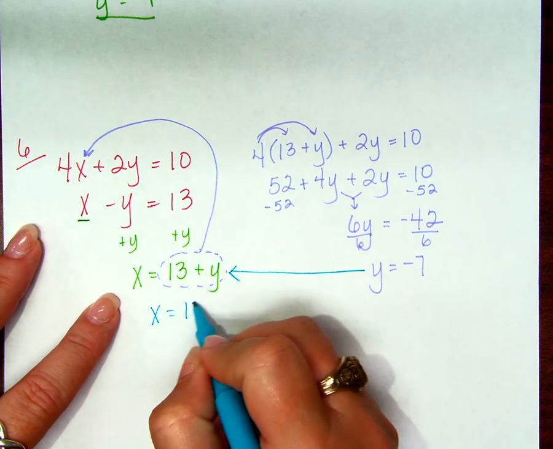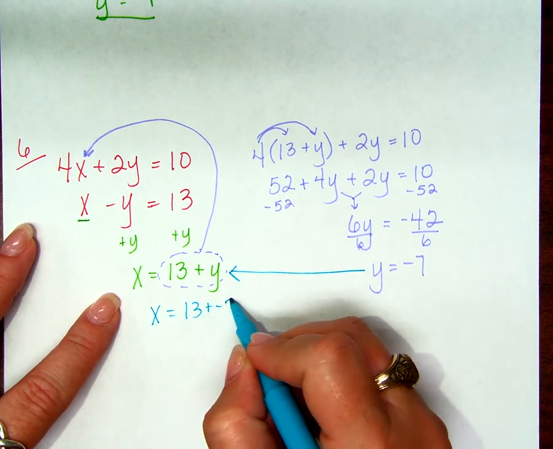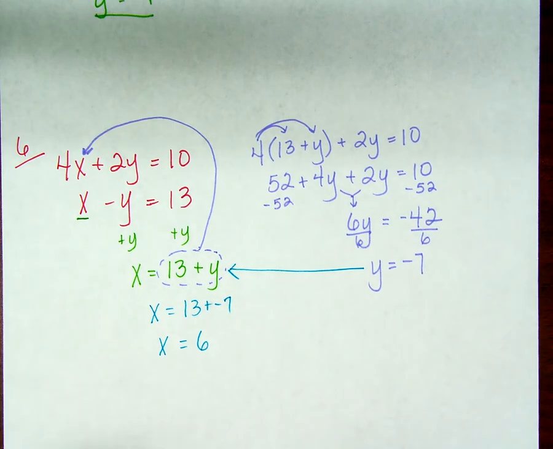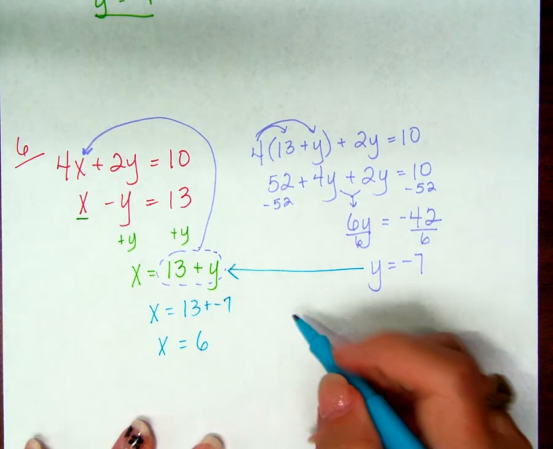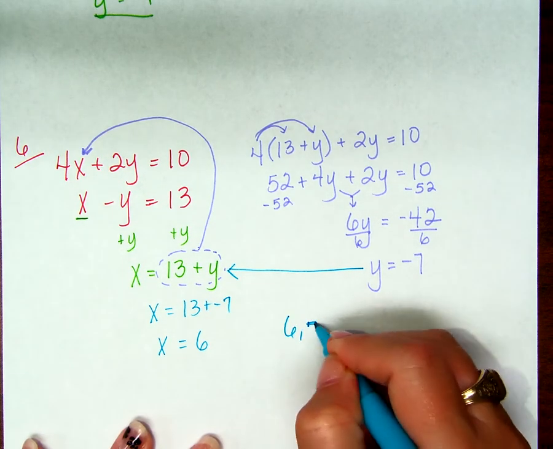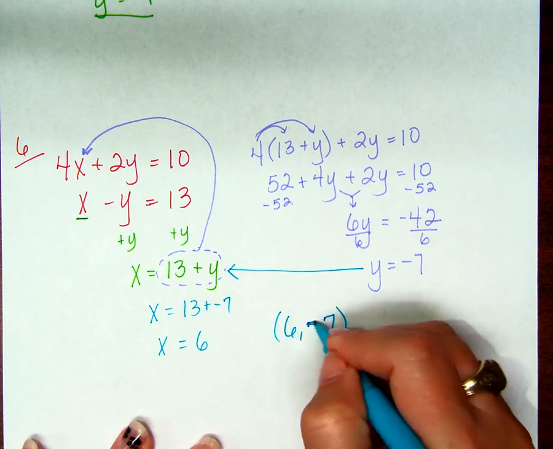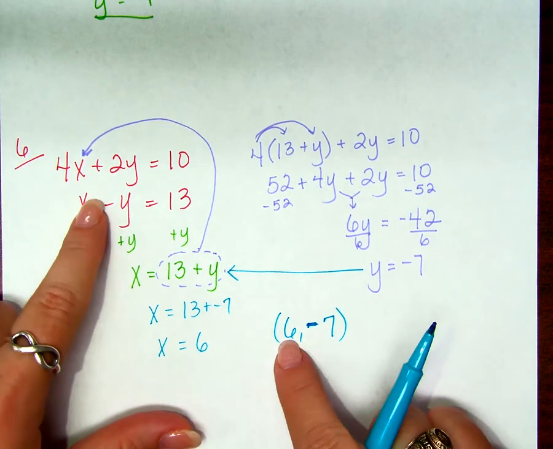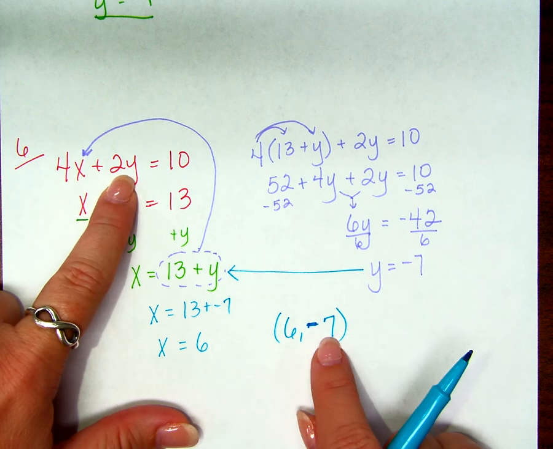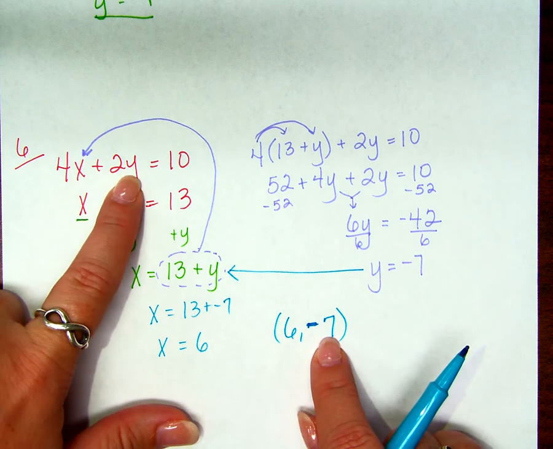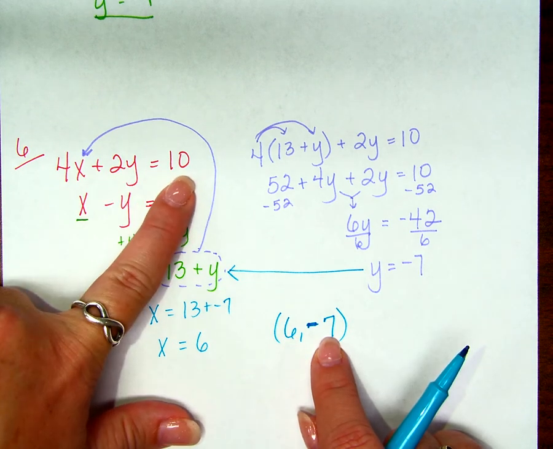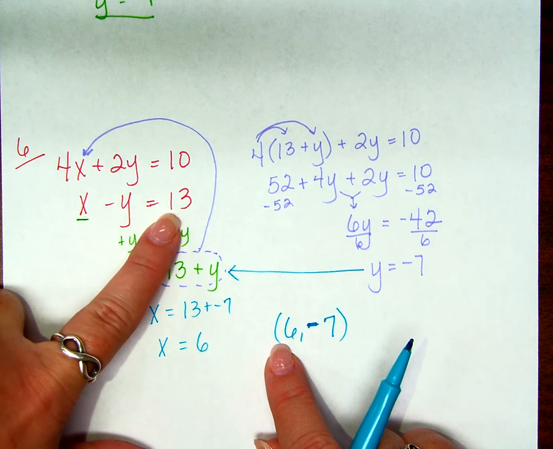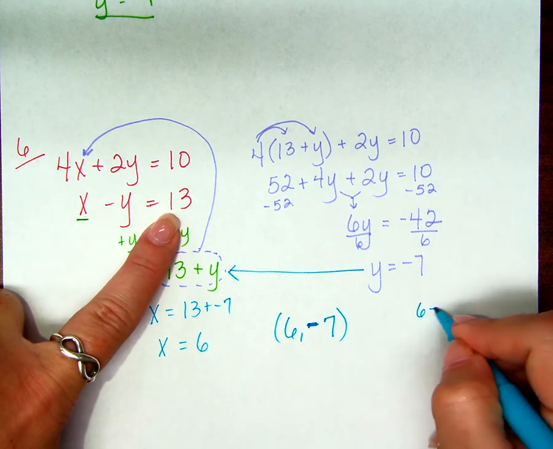So x is going to equal 13 plus negative 7. What is 13 plus negative 7? Yep. What's my answer? 6. Negative 7. Whoops. Are you positive? Well, let's be positive. 24 plus negative 14. So 24 minus 14 is 10. Correct? Okay. 6 minus a negative 7 is 13. 6 minus a negative 7.